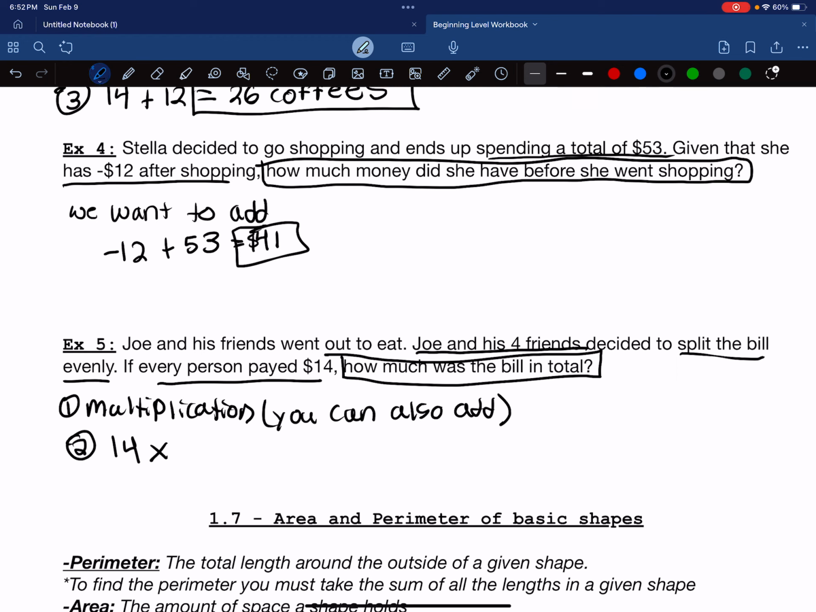So since Joe and his 4 friends were the people that went out, we know that there's a total of 5 people. So since there's a total of 5 people and each person paid $14, we're going to do 14 times 5. And that equals $70. And that is your answer.